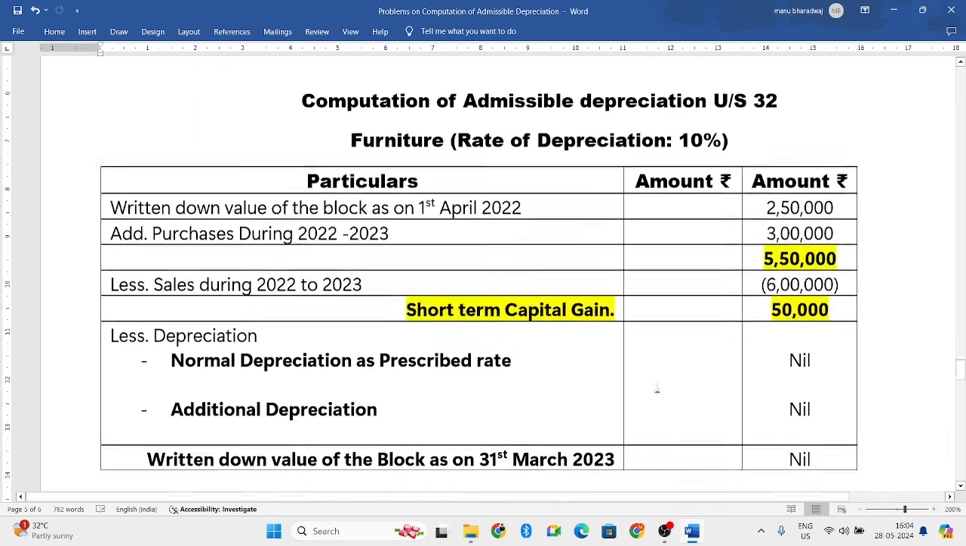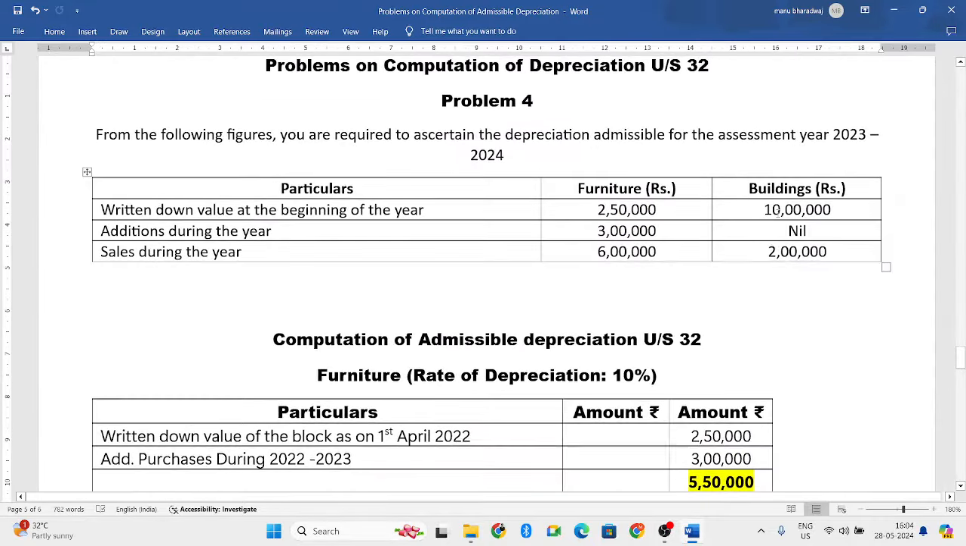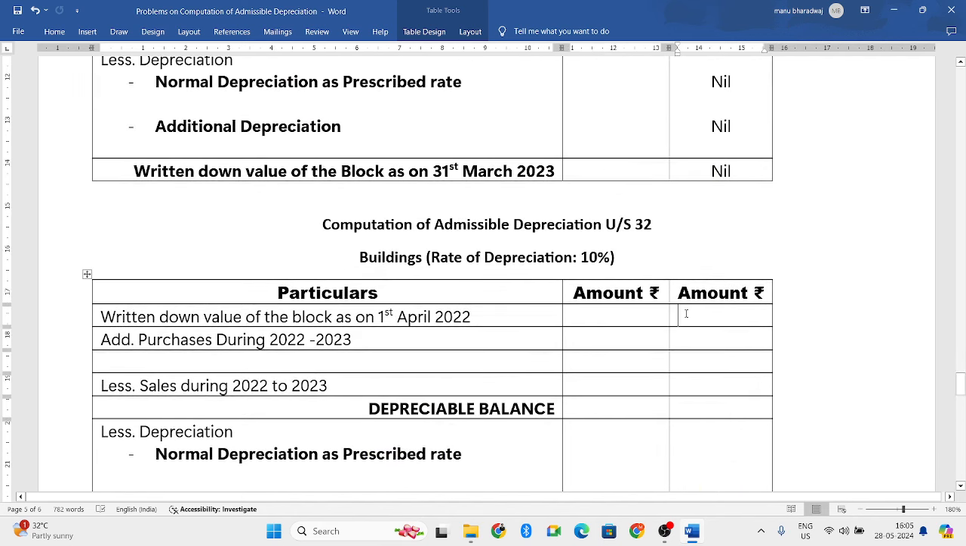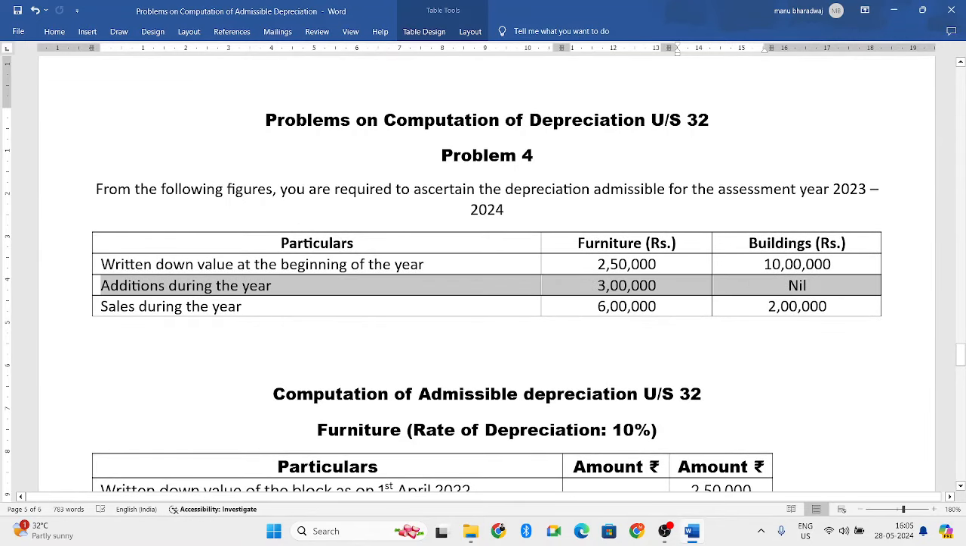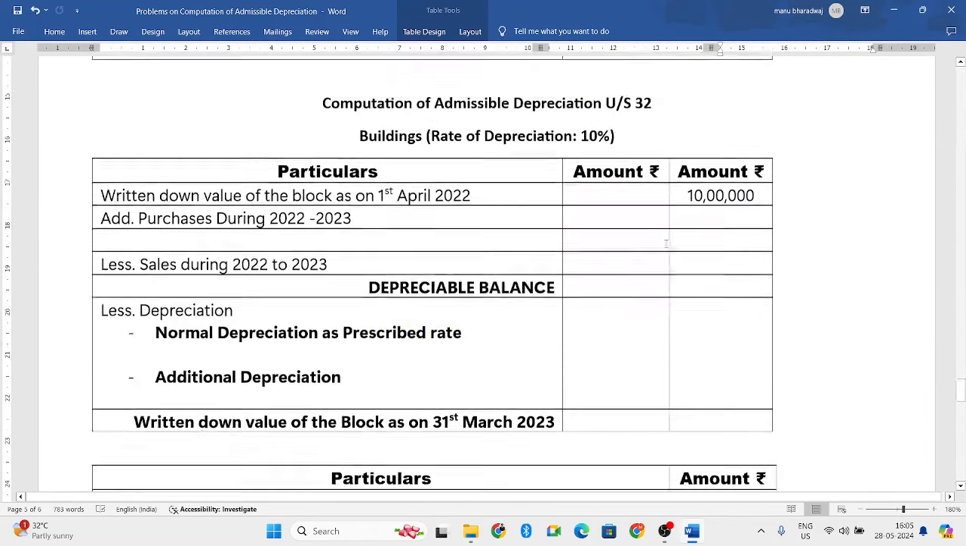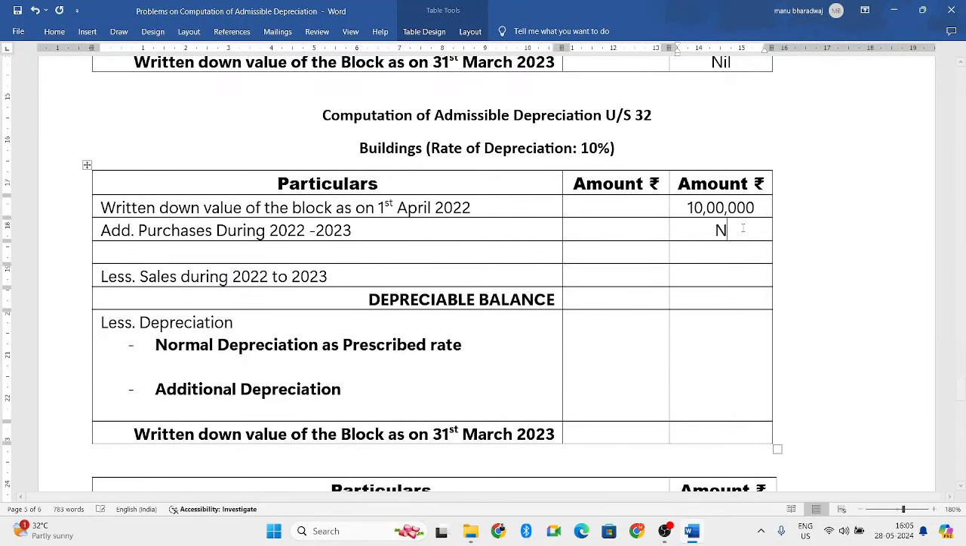Now let us write the WDV of the block. The written down value of the block was 10 lakh rupees. Next let us look into the purchases. Additions during the year is nil. So there are no additions made during the year. So the balance remains the same, 10 lakh rupees.